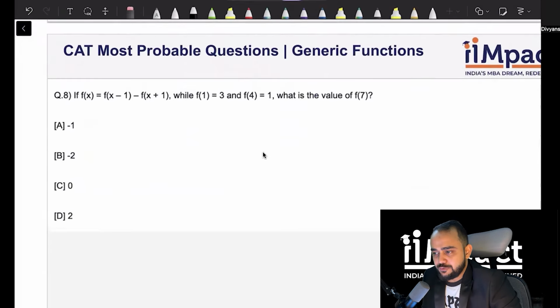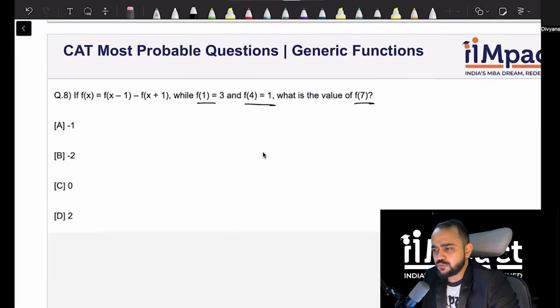F of x is f of x minus 1 minus f of x plus 1. They have given me two f values. I have to find f of 7. Now, this is a clear case of some sort of Fibonacci thing happening. That is not entirely relevant to the syllabus.